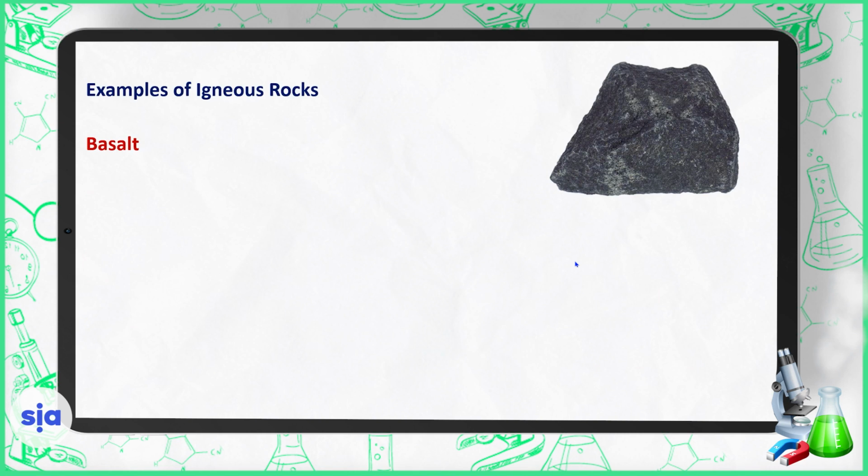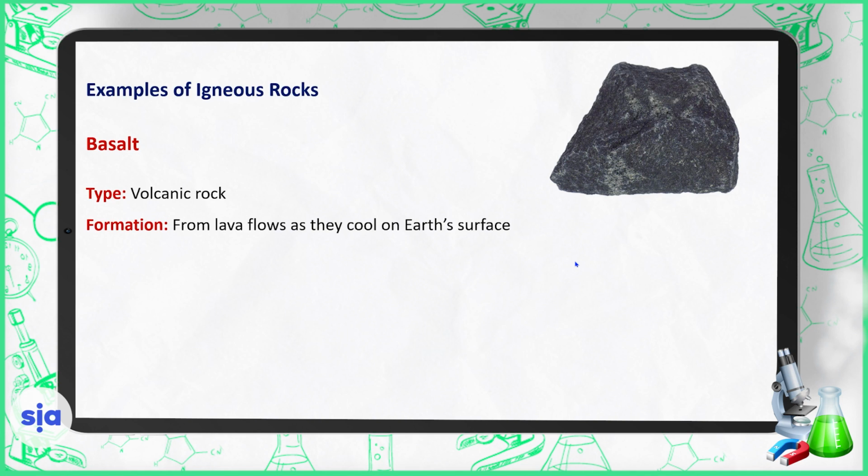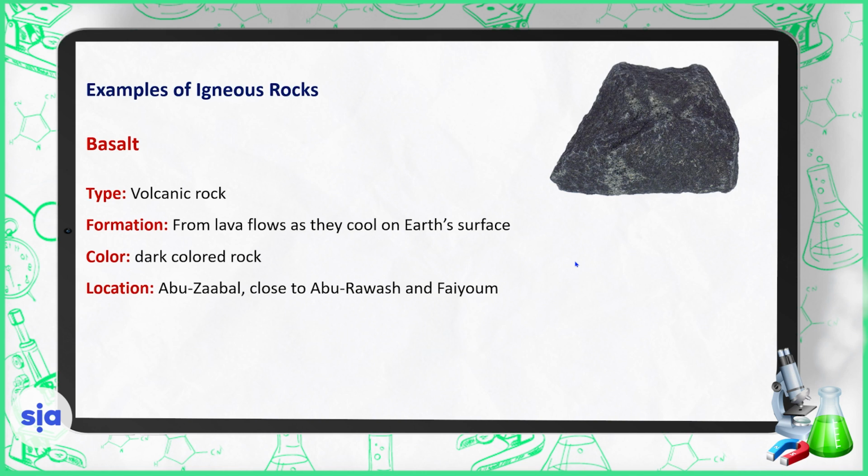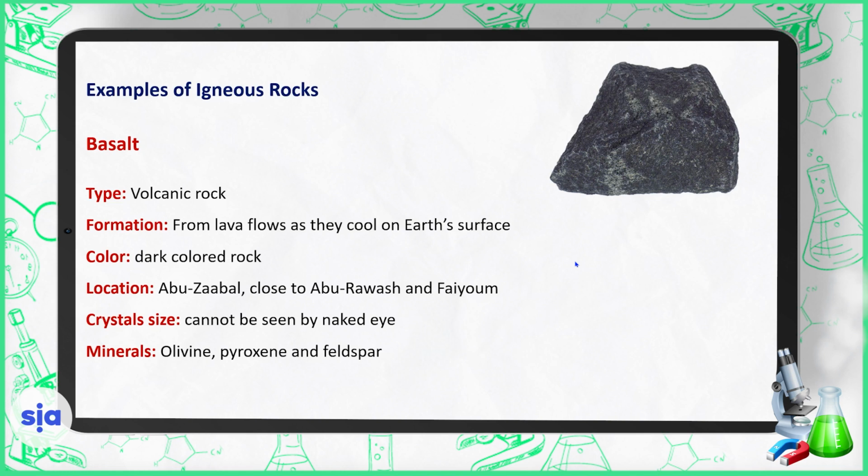The second example is basalt. This is a volcanic rock. It's formed from lava flows as they cool on Earth's surface. It is a dark colored rock. You can find basalt in Abu Zabal, close to Abu Rawash and Fayoum. The crystal's size is small. You cannot see it by naked eyes. The minerals composing basalt are olivine, pyroxene, and feldspar. It's a solid, cohesive rock with small holes.